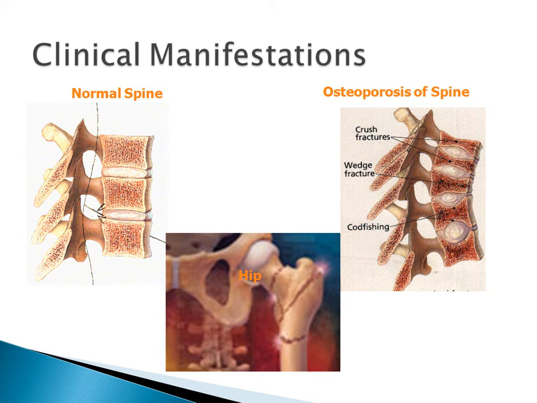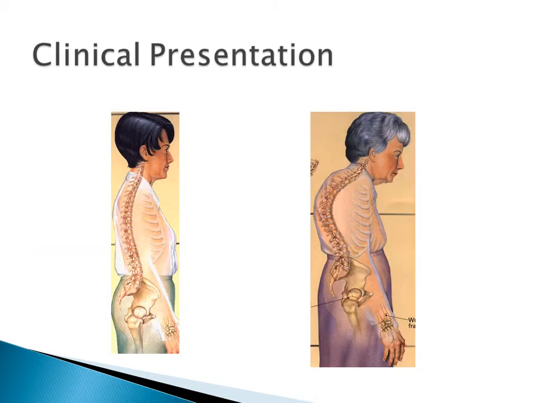In addition, there can be fractures in the spine, crush fractures or wedge fractures, as shown on the right-hand side, and also in the hip. There can be fractures of the neck. There can be intertrochanteric fractures, and there can be fractures of the shaft of the femur as well, proximal shaft. There can be loss of height. Kyphosis can develop.